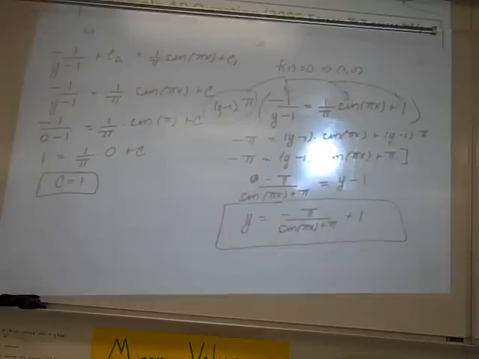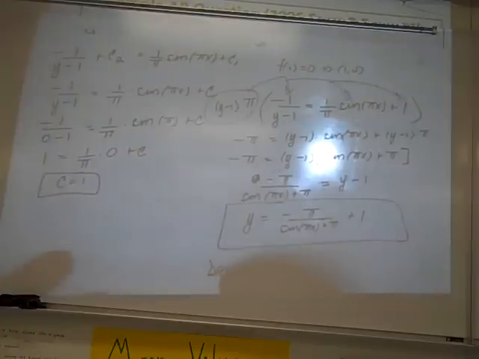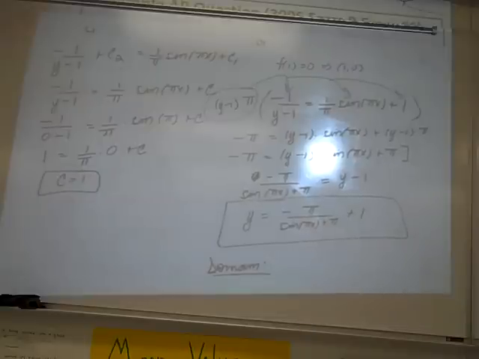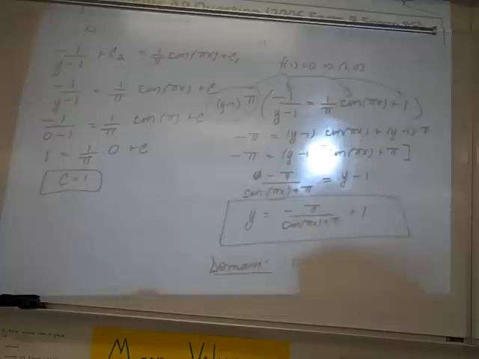And if this was a problem where they asked for you to specify the domain, when I think about domain, I think about domain restrictions. What are the common problems that we would run into? Well, if my denominator was equal to 0, that would cause a problem. If you had a negative underneath a square root sign, that would cause a problem. But let's see. Is sine of pi x plus pi, will that ever equal 0?